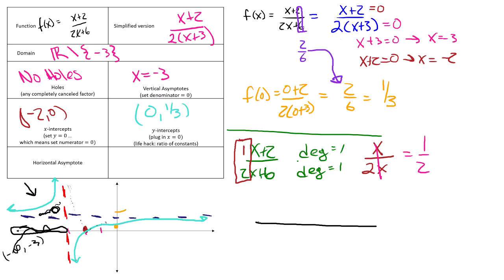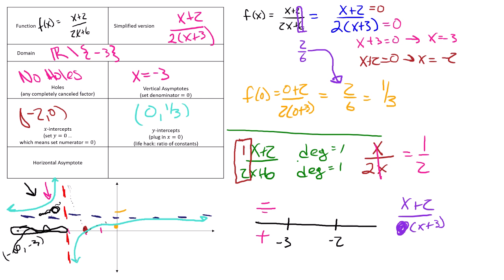So if we make a table of signs, we have an asymptote at negative 3. We have a 0 at negative 2. So if we pick some value less than negative 3, we plug it into this simplified version, x plus 2 over 2 times x plus 3. We really just care about the factors, right? We don't care about this 2. This 2 doesn't do anything. It's positive. It's never going to change anything. So if I plug in negative 4, negative 4 plus 2 is negative. Negative 4 plus 3 is also negative, so our function is going to be positive, like we have right here.